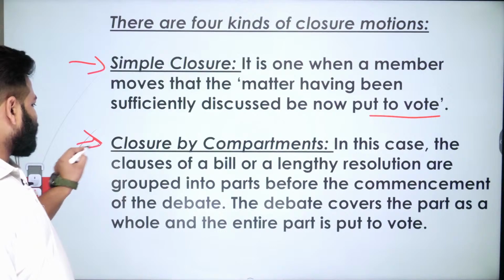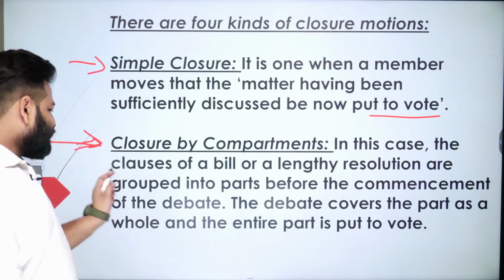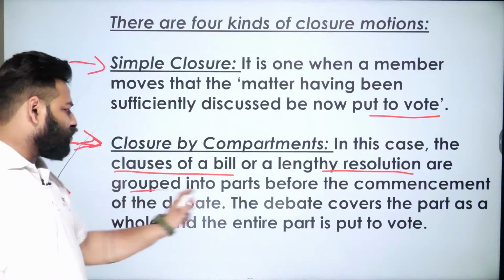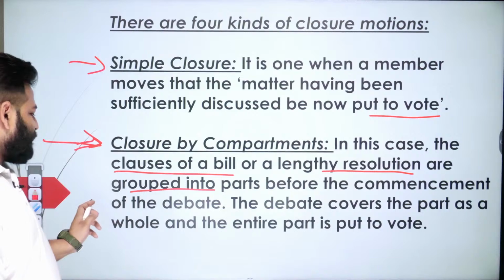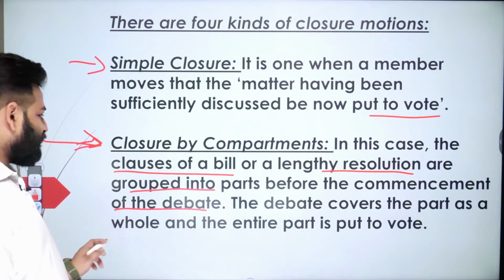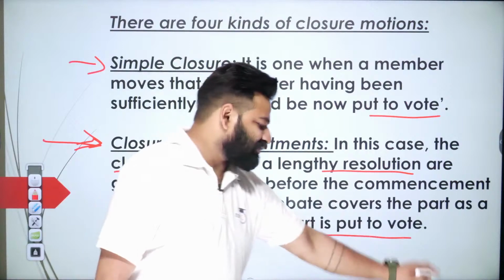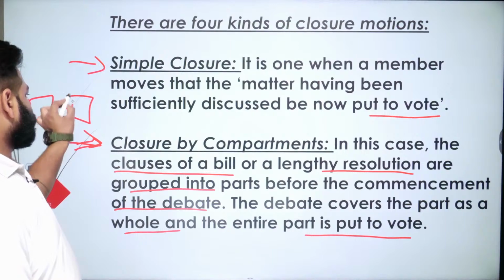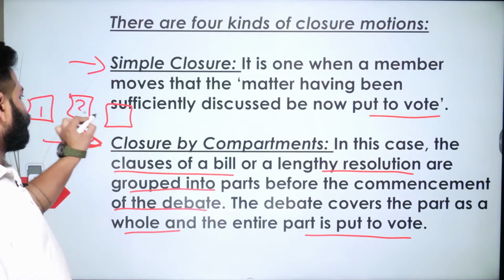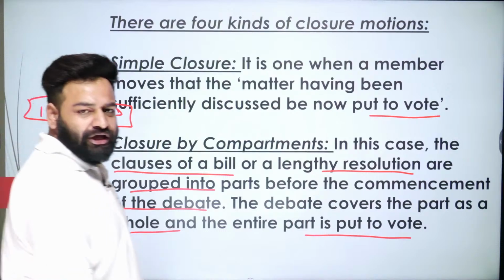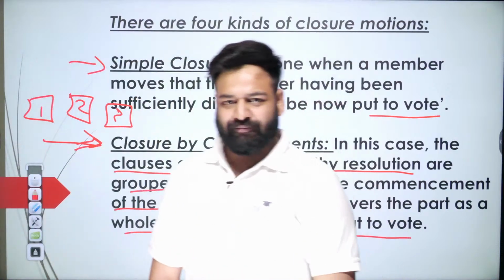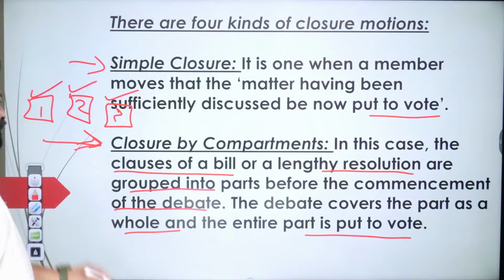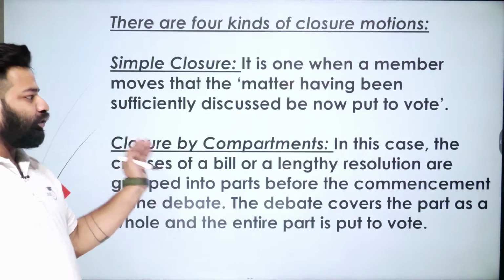What is this closure by compartments? So in this, the clauses of a bill or a lengthy resolution, they are grouped into the parts before the commencement of the debate, and the debate covers the part as whole and the entire part is put to vote. Simply what? The grouping is done. Let's say group 1, 2 and 3 of one particular topic. Okay, 3 compartments or the 3 groups have been made. Okay, and we shall be discussing these 3 compartments or these 3 groups. Okay, so this is what is known as closure by compartments.